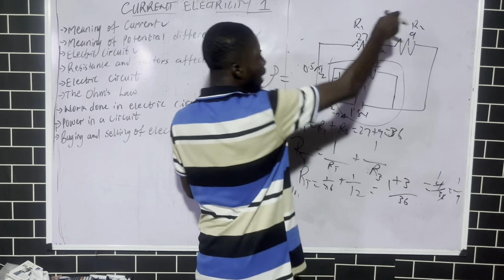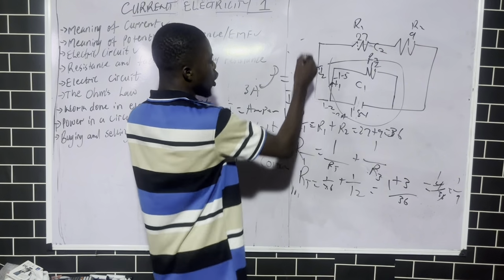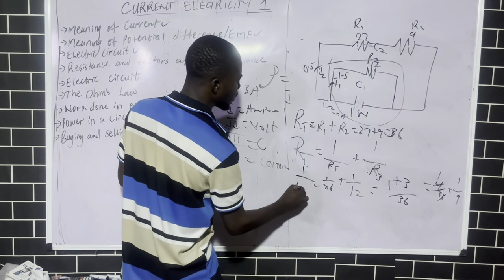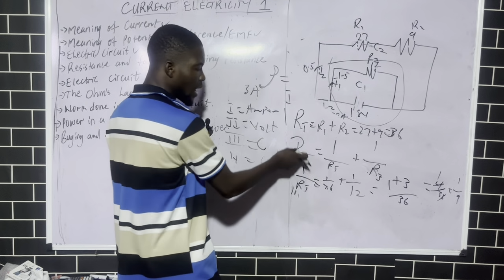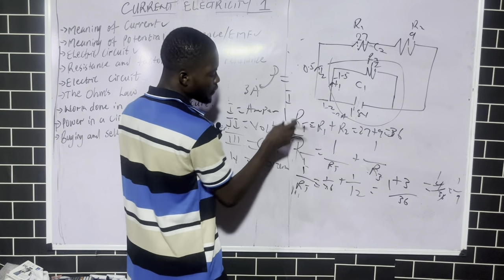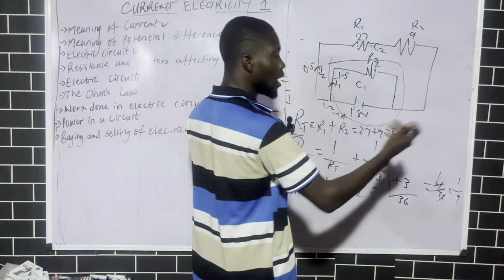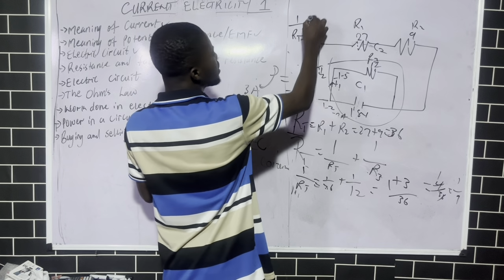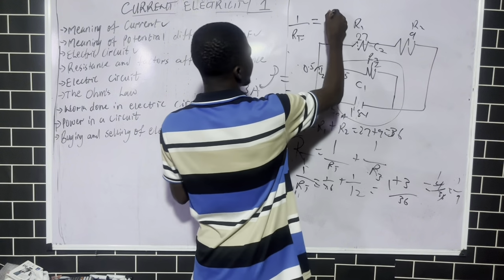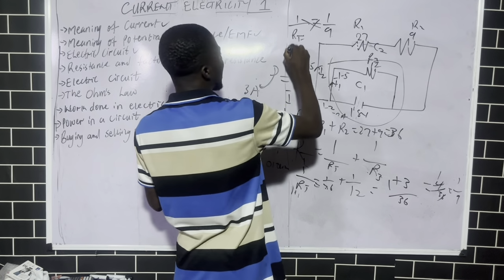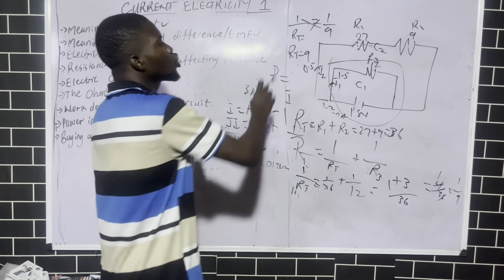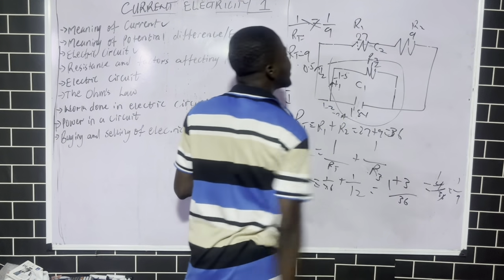So bringing this whole thing back up, we're having something like this. 1 over RT equals 1 over R1 plus 1 over R2. So 1 over RT is equal to 1 over 9. If we cross multiply, you find out that RT is 9. So the total resistance on all of these is 9.